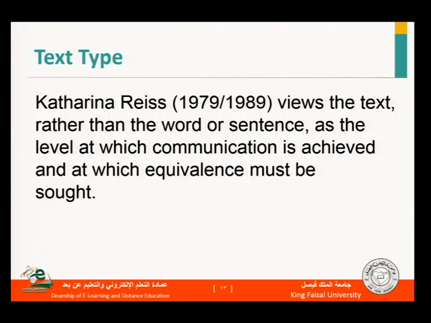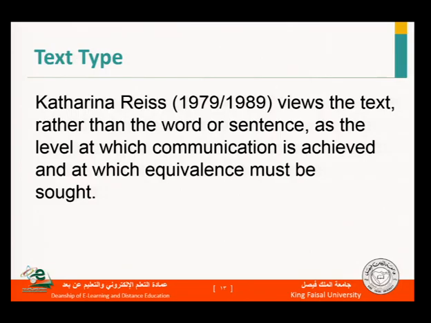Now, text type. Catherine Reiss talks about text types, and she views the text, rather than the word or sentence, as the level at which communication is achieved and at which equivalence must be sought. عندنا كلمتين text وكلمة ثانية equivalence وبينهما كلام أيضا مهم. Text نص. النص بالنسبة لكاثرين رايس هو الأهم الذي يجب أن نعتمد عليه في تحقيق التواصل وفي تحقيق عملية equivalence اللي هو التكافؤ المعنوي.